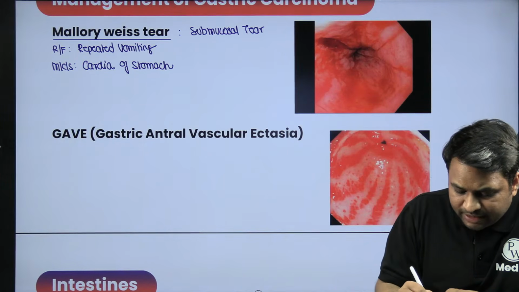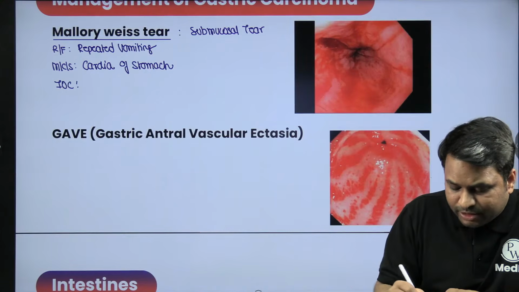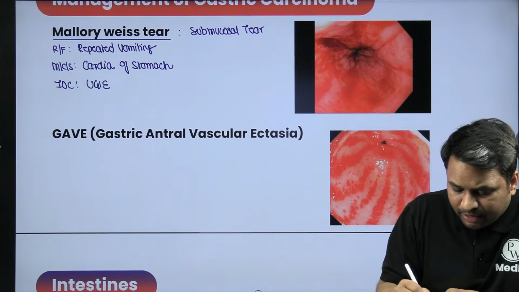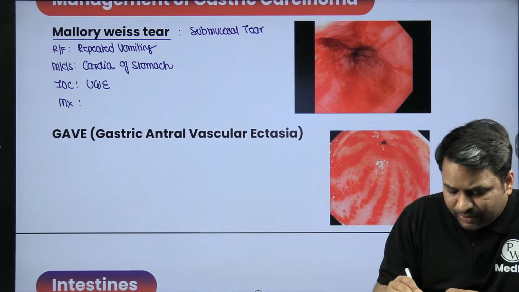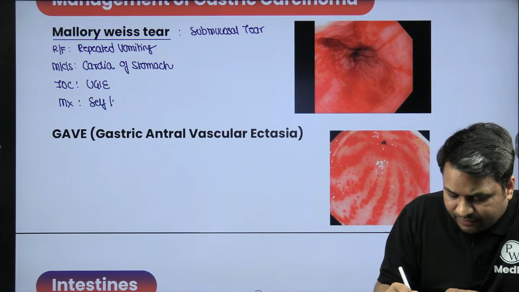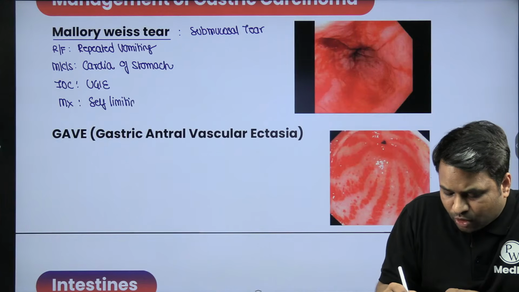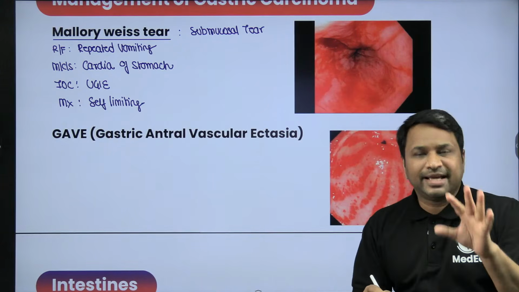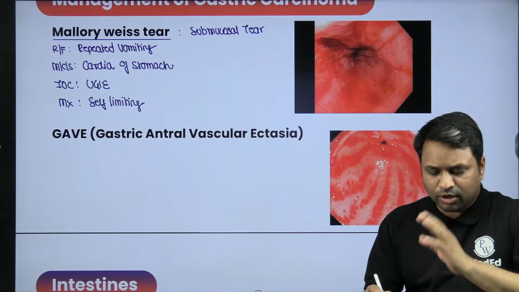Management, or I can say investigation of choice, because they present as upper GI bleed, is your upper GI endoscopy. Management for Mallory Weiss tear is that it is self-limiting. Treat the underlying cause. If there's an active bleed, yes, you can go ahead and do an electrocautery, otherwise not required.